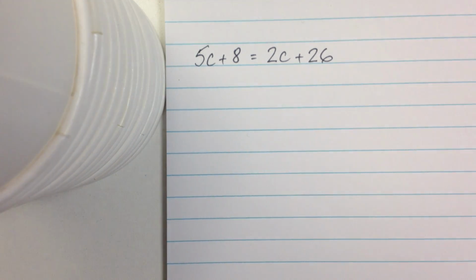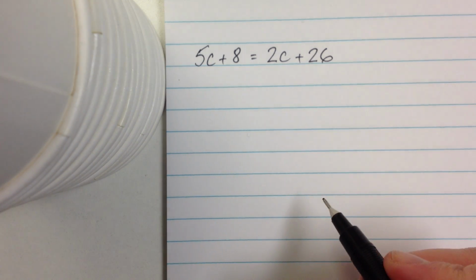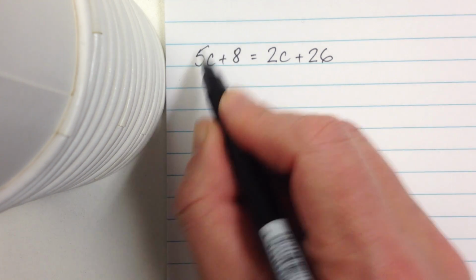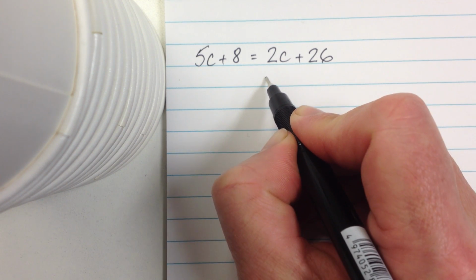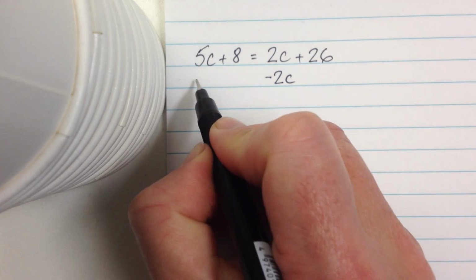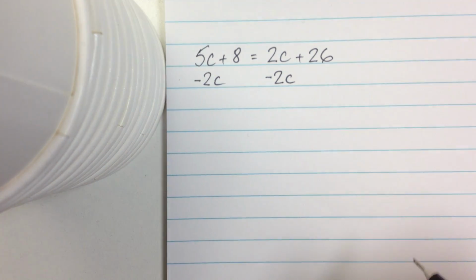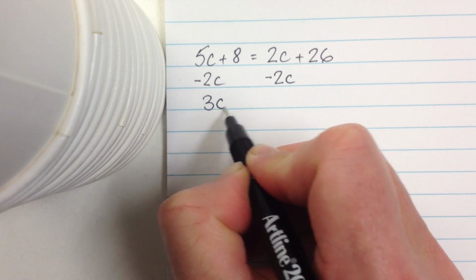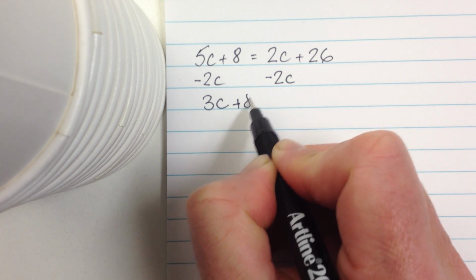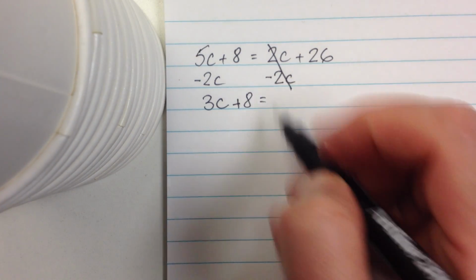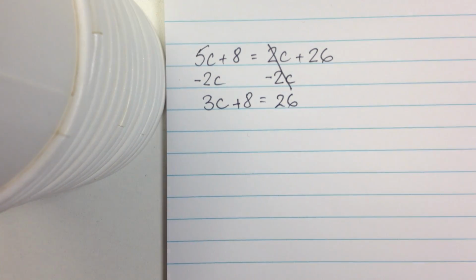Solve for c when it's appearing on both sides of the equal sign. So you might be quite used to gathering like terms by deciding, I'll bring everything over to the left-hand side. So I have an add 2c here, therefore subtract 2c and do the same to both sides of the equation. 5c take 2c is 3c. This is already here. 2c take 2c, and the 26 is still there.